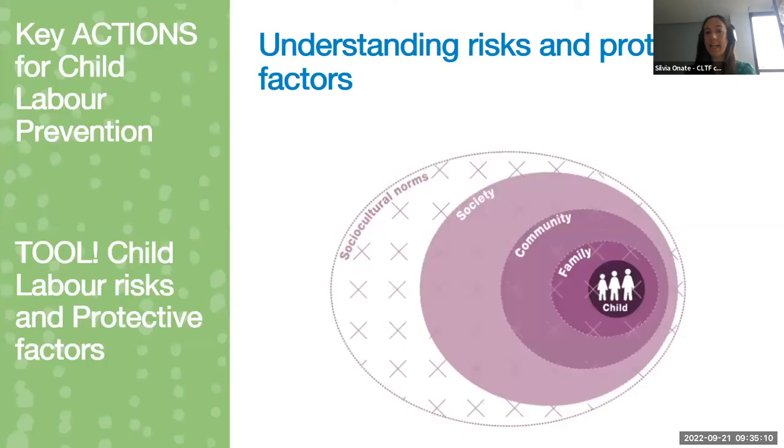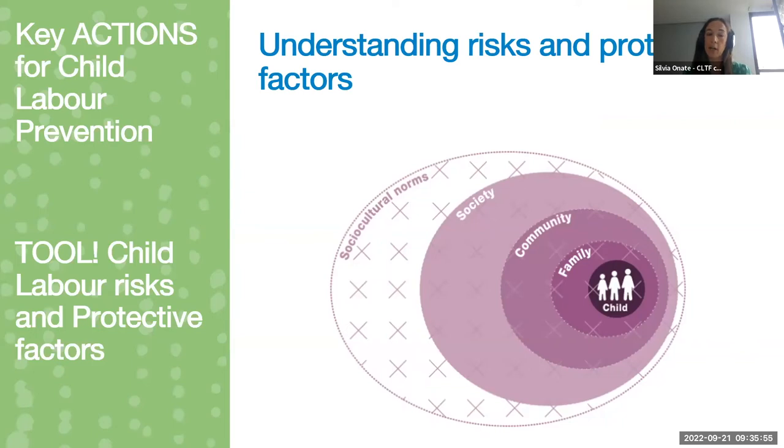I want to start by saying that prevention and response are two approaches that complement one another in a comprehensive child labor program, and that prevention refers to the actions that are aimed at preventing children from entering child labor. So when we speak about the primary level, it's about addressing the root causes among the population, the community, the target group where we're working to reduce the likelihood of child labor. And prevention can take place in both preparedness and response phases of the humanitarian action. So what it means in summary is about reducing the risk factors, as well as promoting the protective factors.